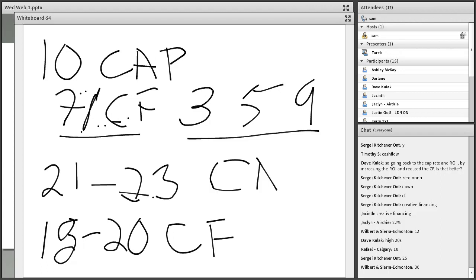So cap rate at 10 works now because of the current rates. Cap rate's going to change based on the cost of the money. Based on the cost of the money, for sure. Always. The cost of money.